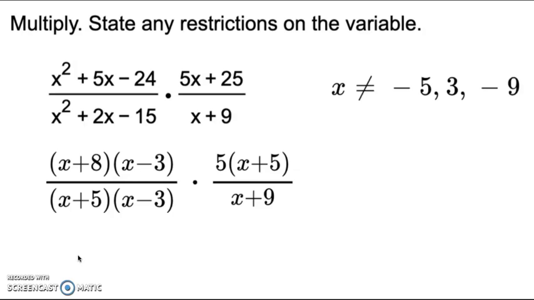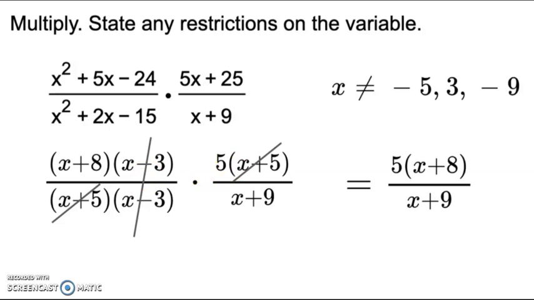Alright, so now we can simplify this. X minus 3 over x minus 3 becomes 1. Because these are being multiplied, and we have x plus 5 up top and x plus 5 at the bottom, they become 1 as well. So multiplying across, we'll have x plus 8 times 5 over x plus 9. And that would be our answer, so let's type it in.